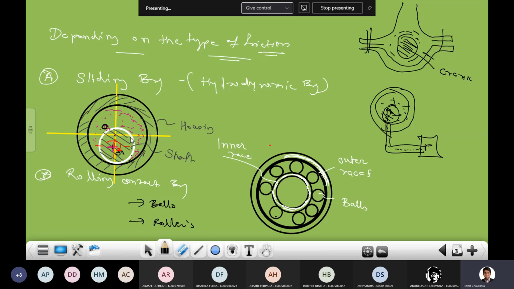Okay? Yes. Please let me know if anyone is having any doubt regarding this hydrodynamic bearing and hydrostatic bearing. If you are having any doubt regarding the working of the hydrodynamic bearing and hydrostatic bearing, please ask me. This is a very important part. You have already gone through this. Is there any doubt about the working of the sliding bearing, the hydrodynamic bearing?